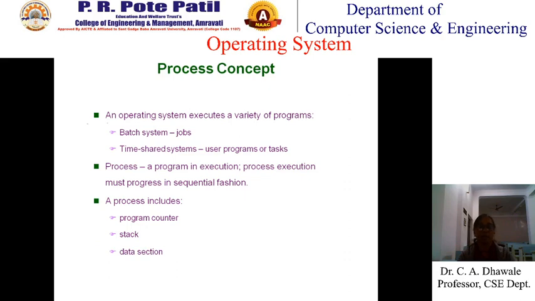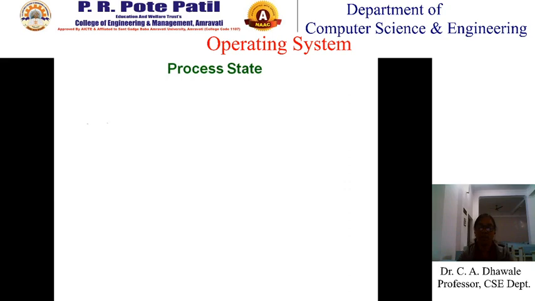Then the data section should be there. Data section means the data on which the program will execute. Consider the example of sorting 10 numbers. If we execute that program, then the data we require is the data on which the sorting is to be applied. That is the data section. And another one is a code section should also be there. Now this is the basic idea behind the process.